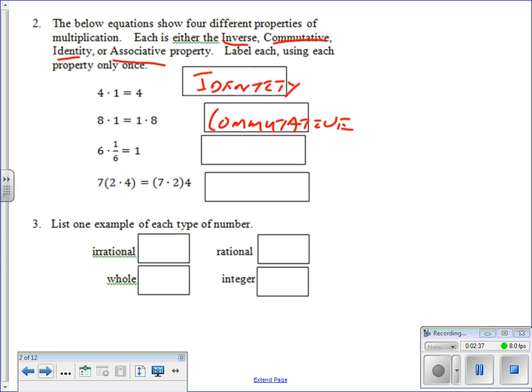When I multiply, what is the relationship between 6 and 1/6? 1/6 is the what of 6? Inverse, reciprocal, same thing. I get it back. This is the inverse property. I flipped it over. It's the inverse.